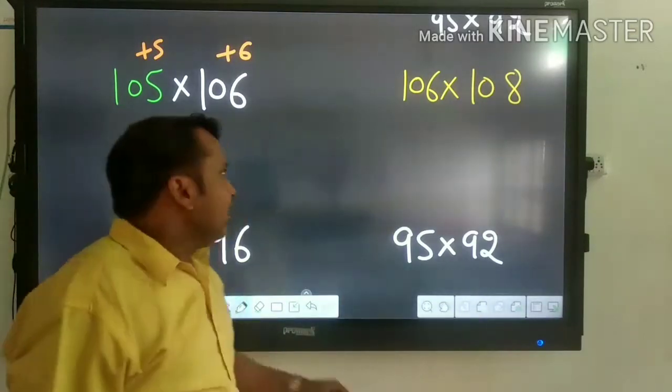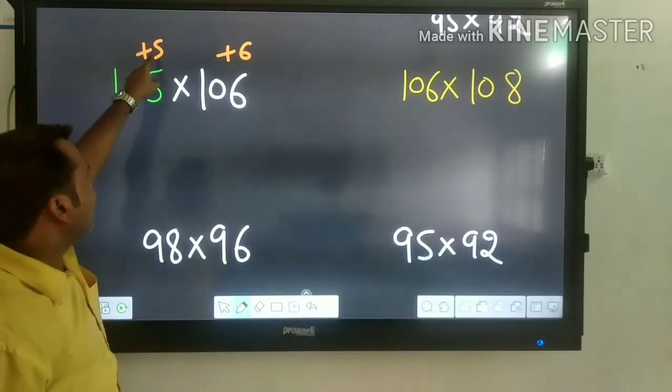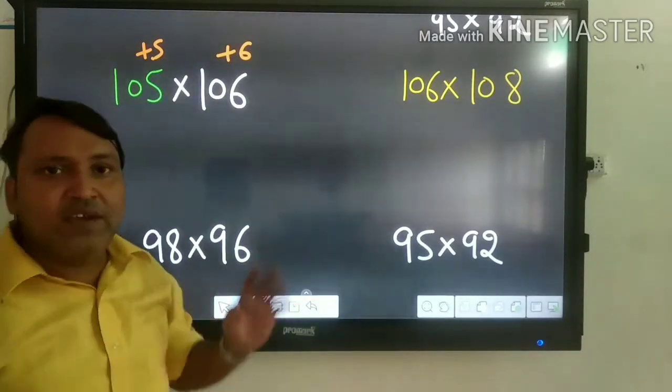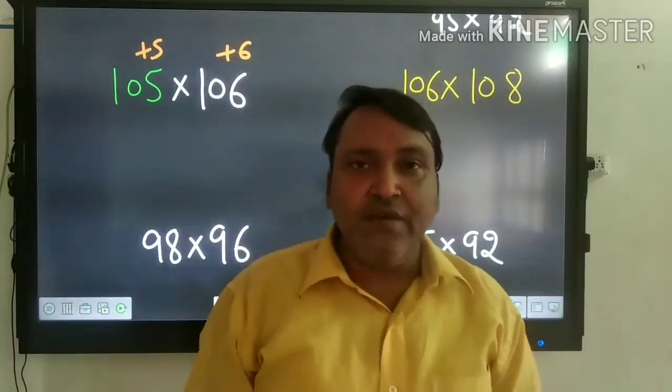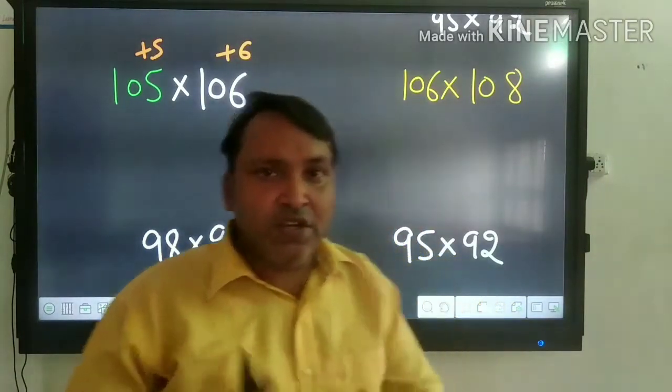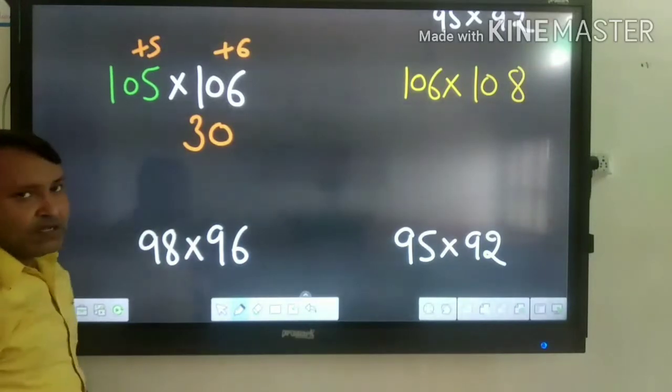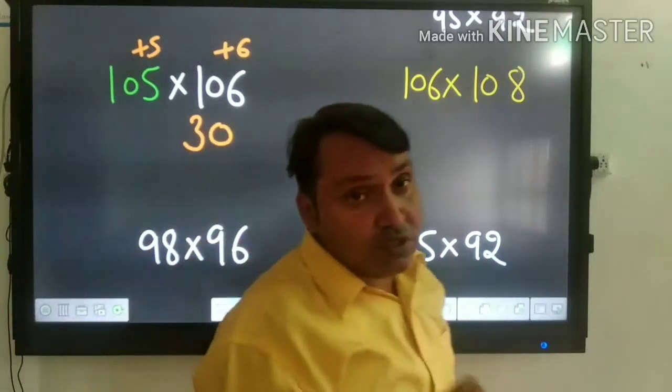Now student, here you see the multiplication symbol between 5 and 6. So you will multiply just 5 by 6. 5 multiplied by 6, that is very easy. You may write 30. So the half part of your answer is there, student.